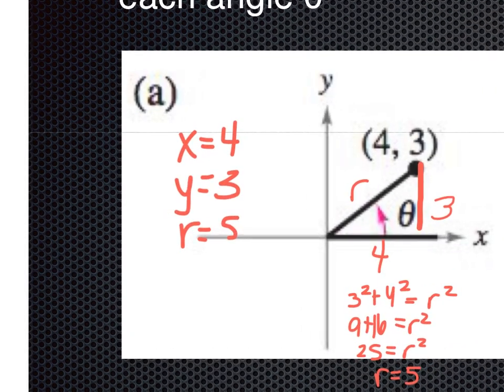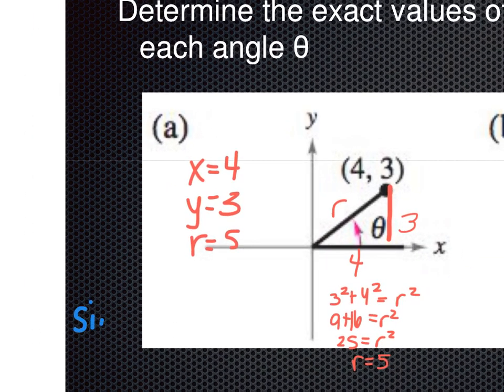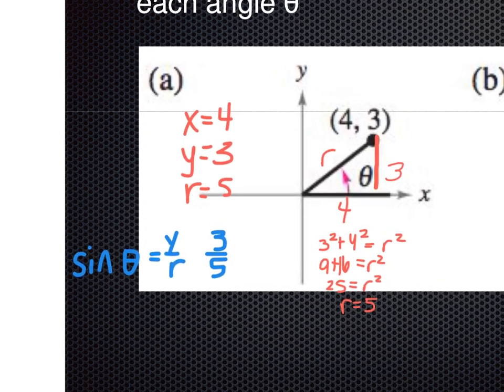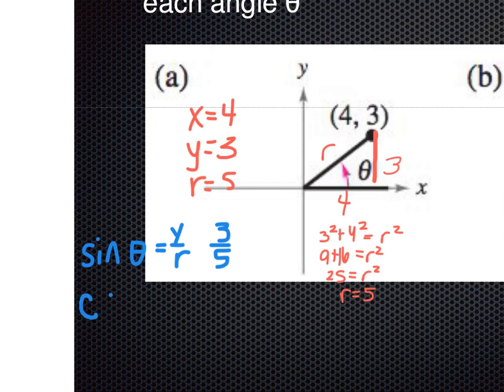Okay, so what is the sine of theta? What over what? Y over r. So my sine is what? 3 over 5. Good. If my sine is 3 over 5, what is my cosecant? It's r over y, which is 5 over 3. Right? Yes or no? You guys okay?